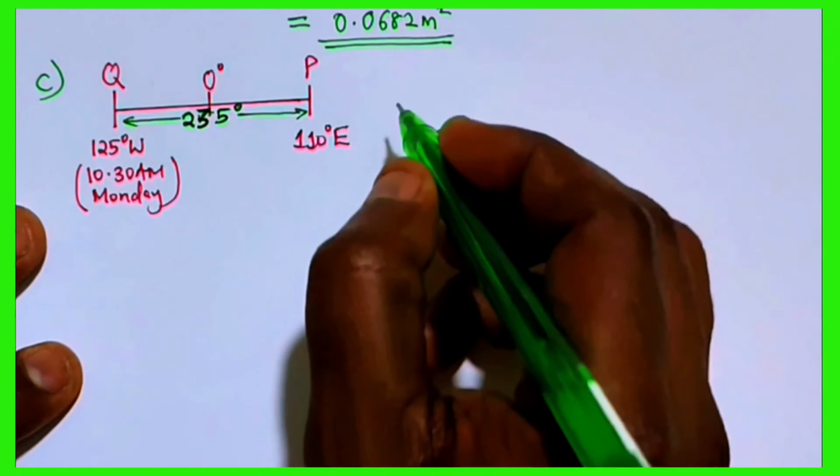Since this is the difference in time, and we know that the more you move towards the east, the ahead the time, we need to add these 15 hours to 10:30 a.m. This is on a Monday. So you're going to have plus 15 hours and 40 minutes. This will lead us to getting our answer as 2:10 a.m. and this will be on a Tuesday, the following day.